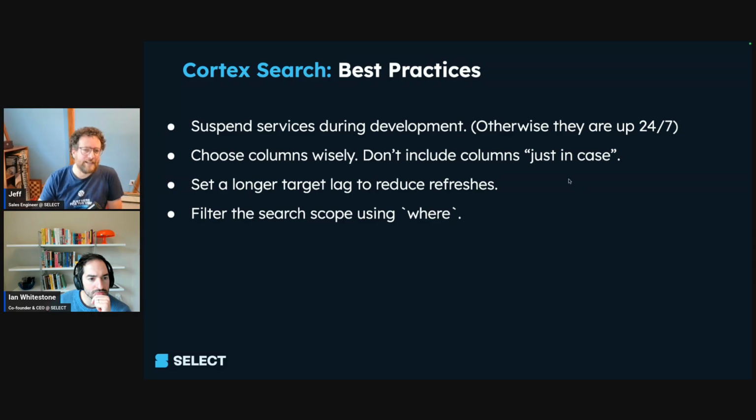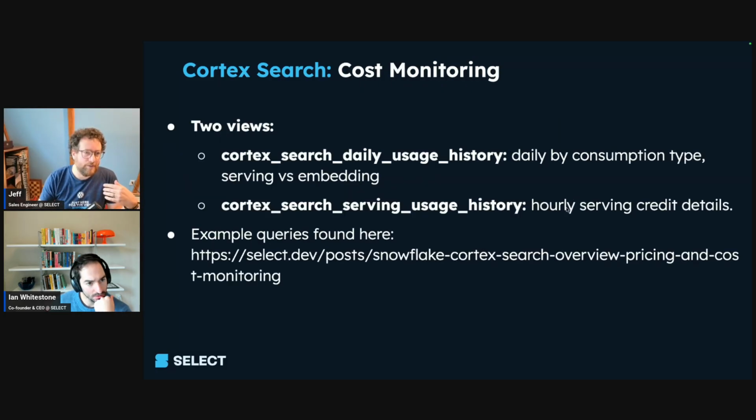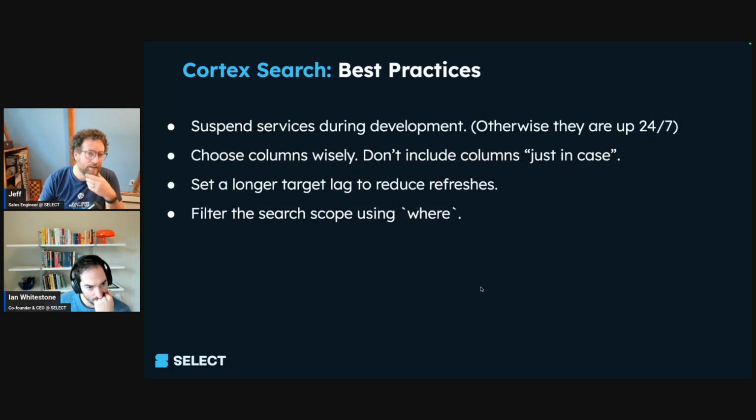Set a longer target lag. So this kind of works like dynamic tables. There's a target lag argument in the create search service statement. So you could say, hey, I just need this to be up to date once a day. So you set that target lag to 24 hours, and then that refreshing compute is only running once a day. Or you could set it to 1 hour, but don't set it to every 5 minutes because you probably don't need real time. Real time is expensive. And this is to rebuild, like refreshing that index or vector database under the hood that it builds. Exactly.